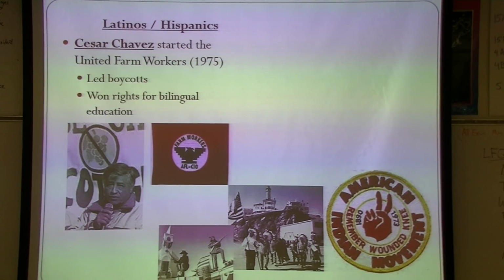For Hispanics there, we lump them all together, and that's kind of one of the problems that we have in America, is we have multiple different groups.